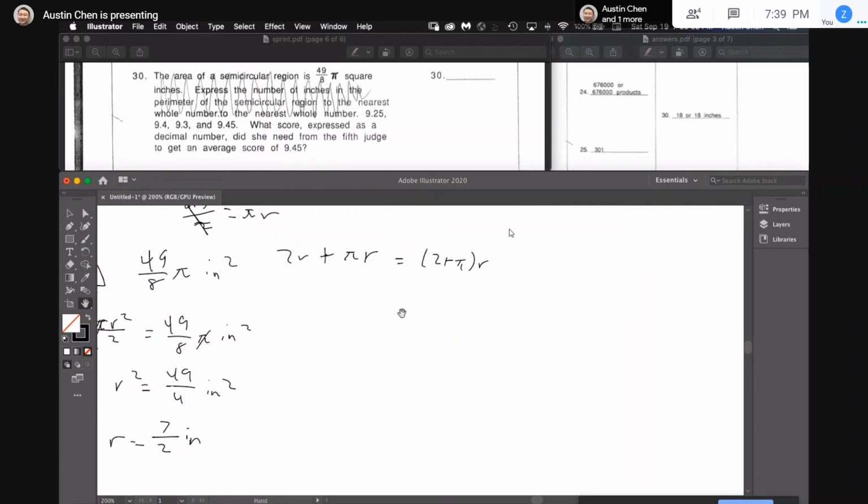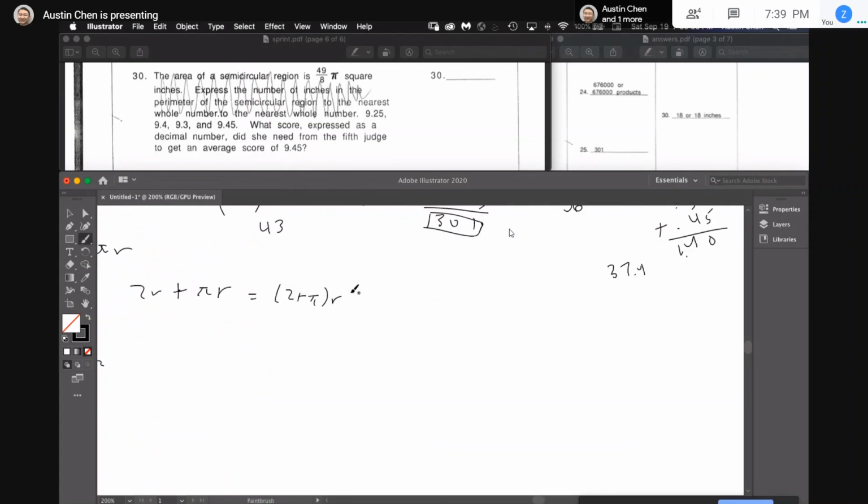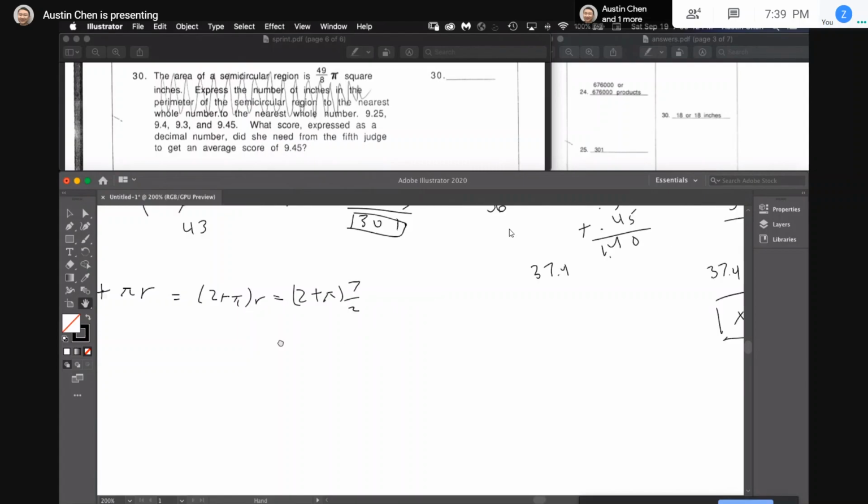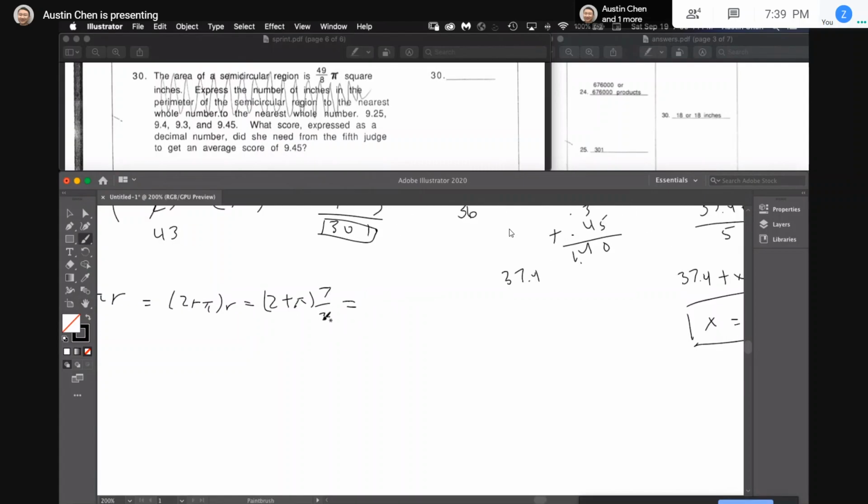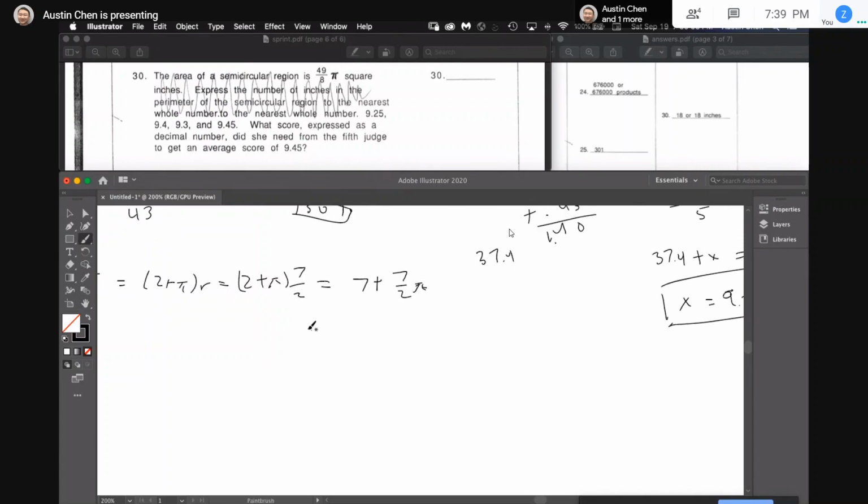Now we figured out what r was, so our perimeter is going to be 2 plus pi times 7/2. And we want this to the nearest whole number, right? If we expand the 7/2, we have 7 plus 7/2 pi. Because 7 is a whole number, we just need to round this to the nearest whole number and then add 7. So let's figure that out.